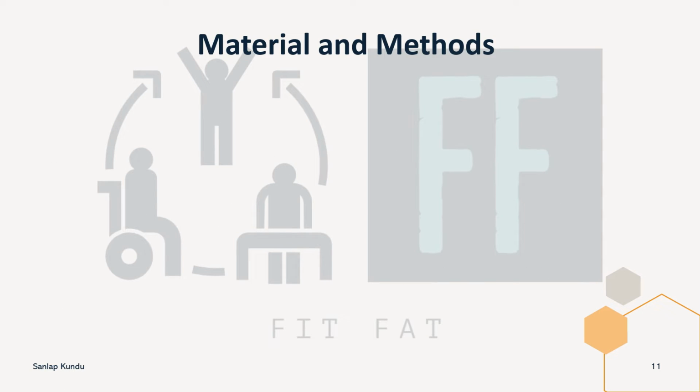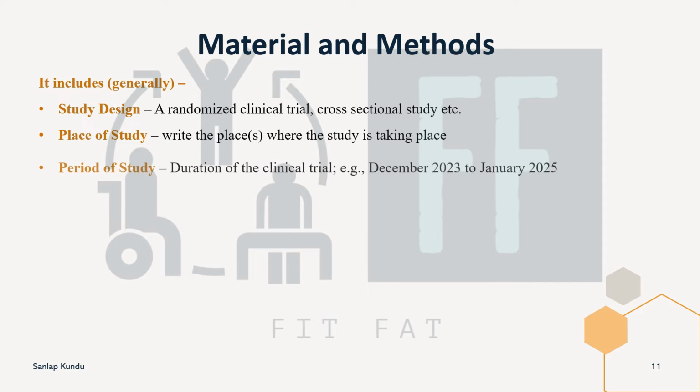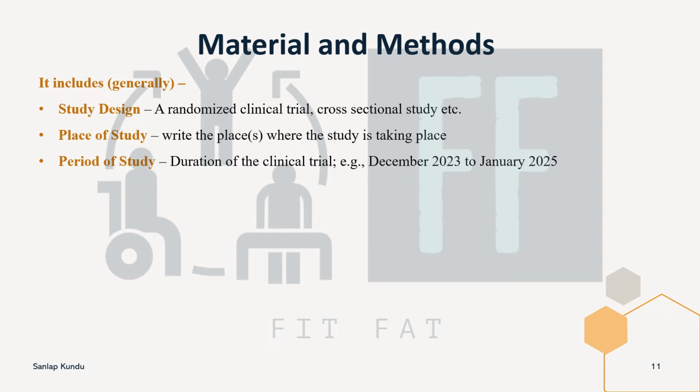Now, the core of your synopsis is the material and method. It includes the study design. Now here, as I'm talking about an RCT, you can write that it is a randomized clinical trial, or if you're doing a cross-sectional study, you can also mention it in the study design part. Then the place of the study, that is the place where the study is taking place. Now, if it is a multi-center study, you also need to mention the other sites where the study is taking place. In the third point, you need to mention the period of the study, that is the duration of the clinical trial. For example, if the trial is going from December 2023 to January 2025, you need to mention that.